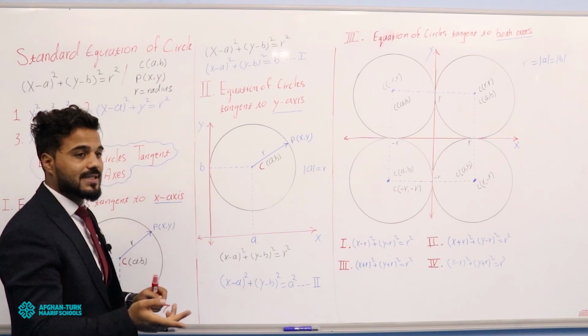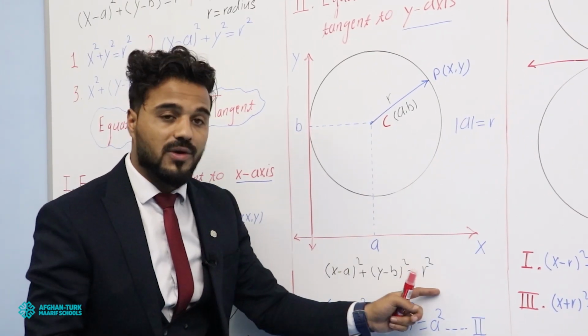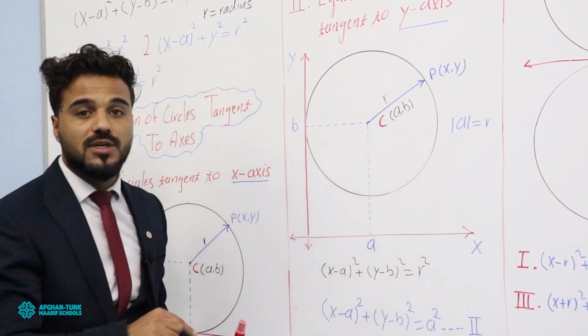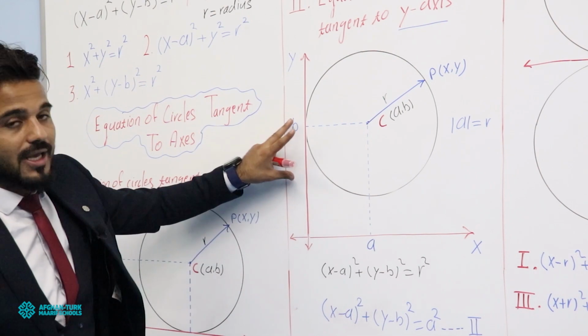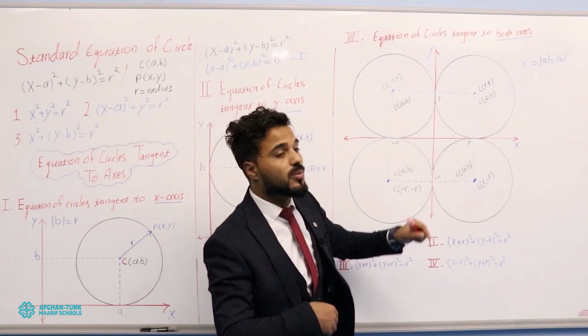Now if we put a instead of r in our standard equation, we will get this equation, which is the equation for those circles that are tangent to the y-axis. Third case, equation of circles that are tangent to both axes.